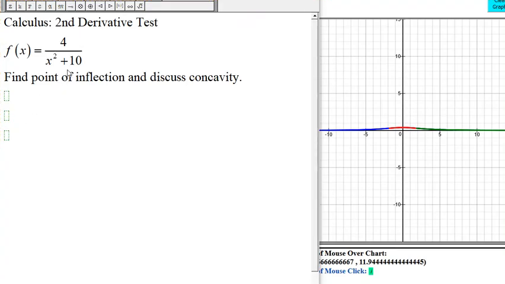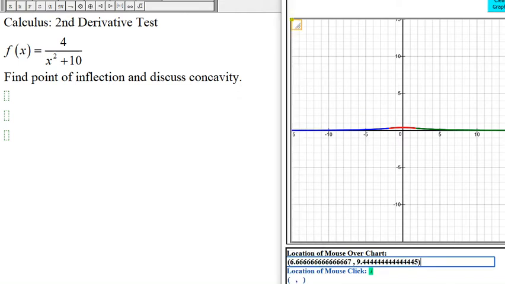Here we have the function for 4 divided by x squared plus 10, and this is what the graph looks like. It's a little bit difficult to see here, but the graph from the left side up to about negative 1.8 we say is concaving up. Then from negative 1.8 to about 1.8, the graph is concaving downward, and then from 1.8 to the right side, the graph is concaving up.